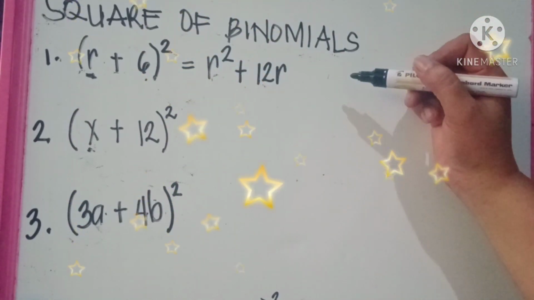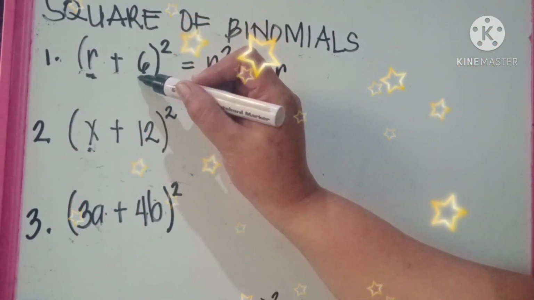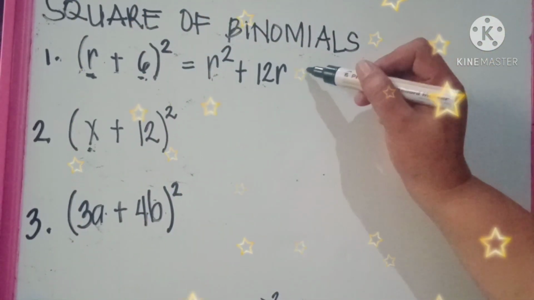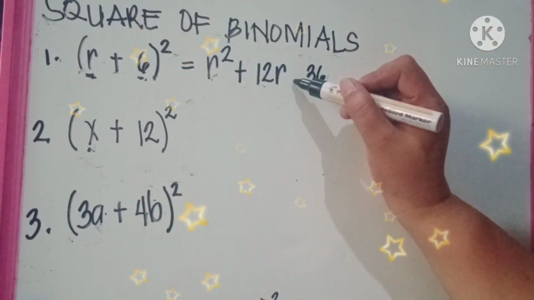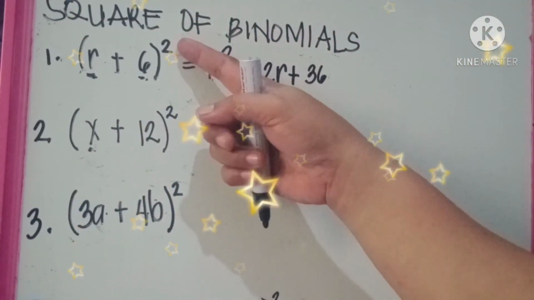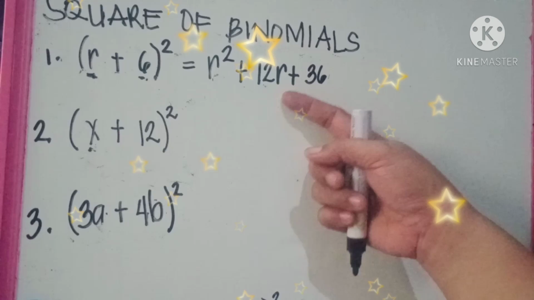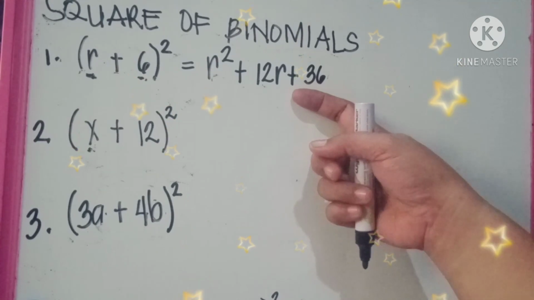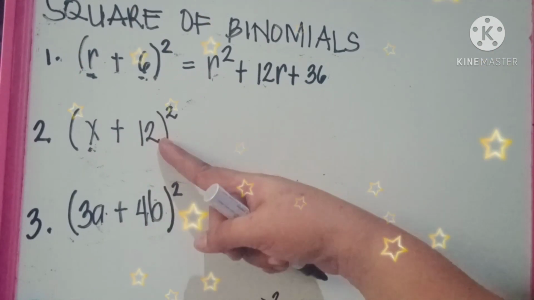12r. Then, for the last term of the answer, just multiply 6 by itself. So, 6 multiplied by 6 is 36. So, 36. Anong magiging sign ng 36? It is positive. Okay, so, the square of r plus 6 is r squared plus 12r plus 36. Okay ba? Okay, next example is the square of x plus 12.